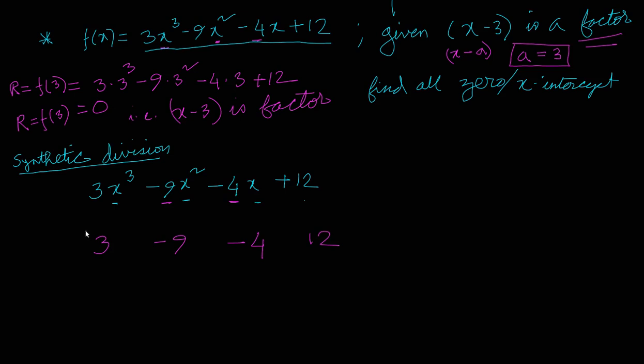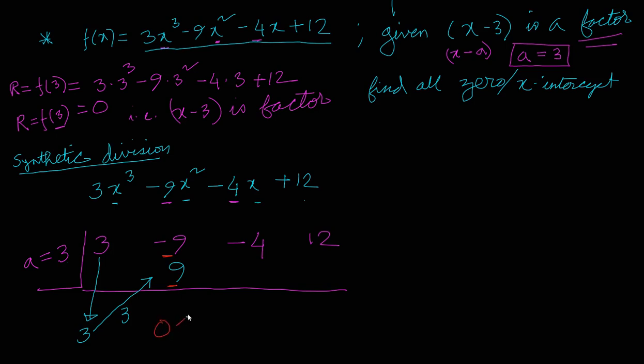Then I'm going to draw the box, and here I write down my a. My a is 3. I draw the horizontal line, so my problem is already set up. Now the next step: I take down 3 as it is. Then I multiply 3 by this 3, which equals 9. If I add negative 9 with this positive 9, I get 0.